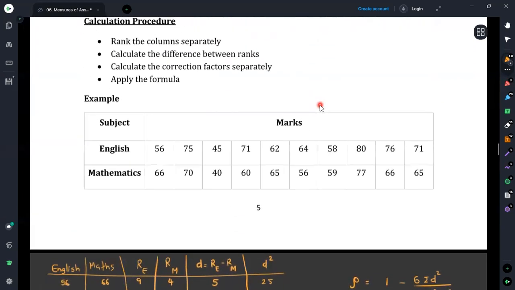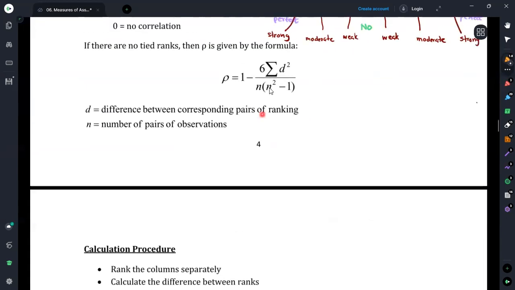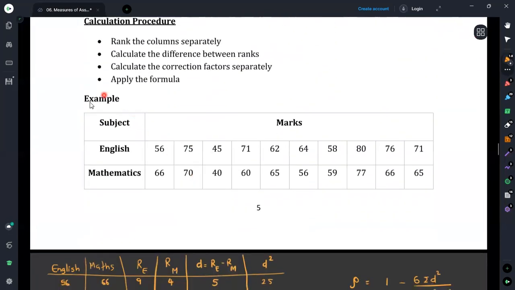Here the example is given, and now we will try to obtain the Spearman rank correlation for this example. We'll see whether we can find any tied rankings. If we can, then we have to apply this set of formulas, or else if we cannot find any tied rankings, then we do the calculation using the same formula as previously. Okay, now let's do this example.